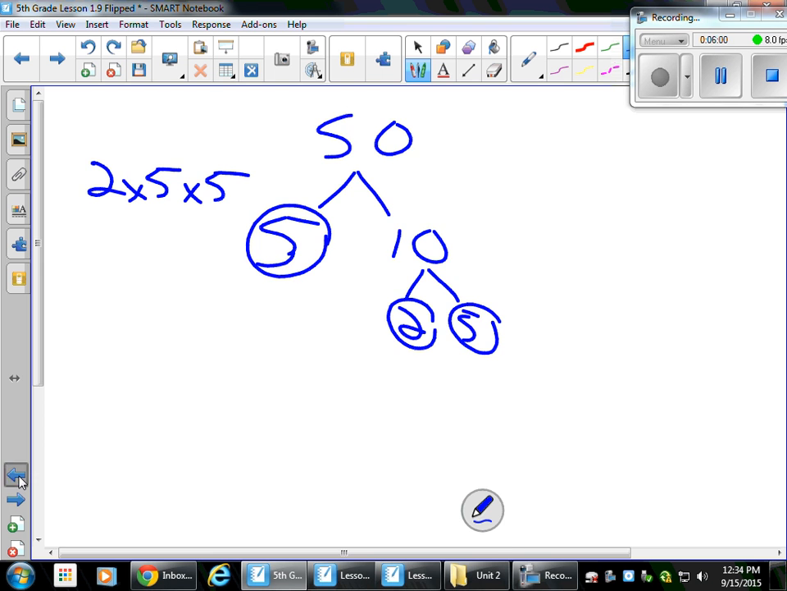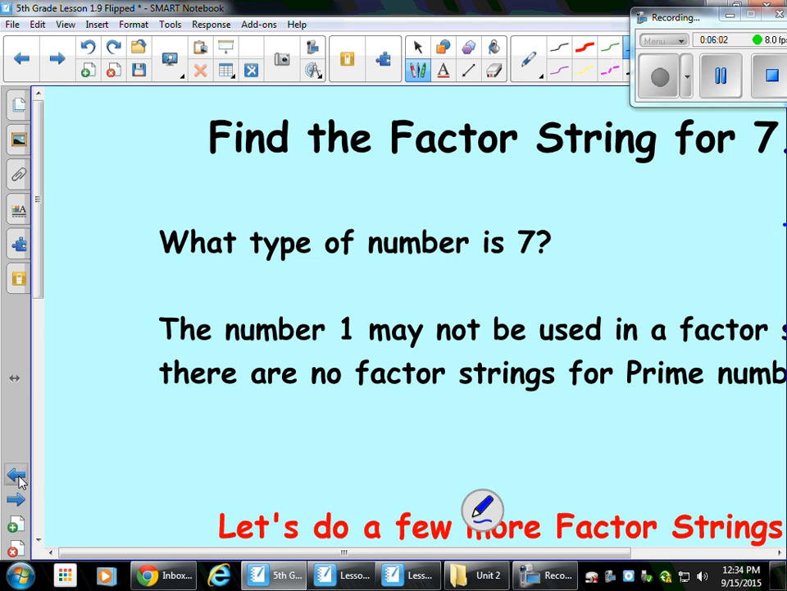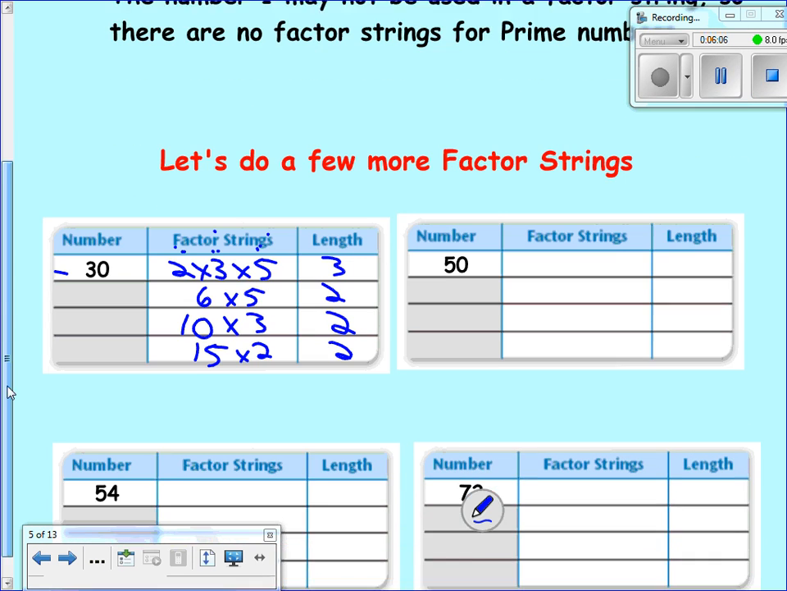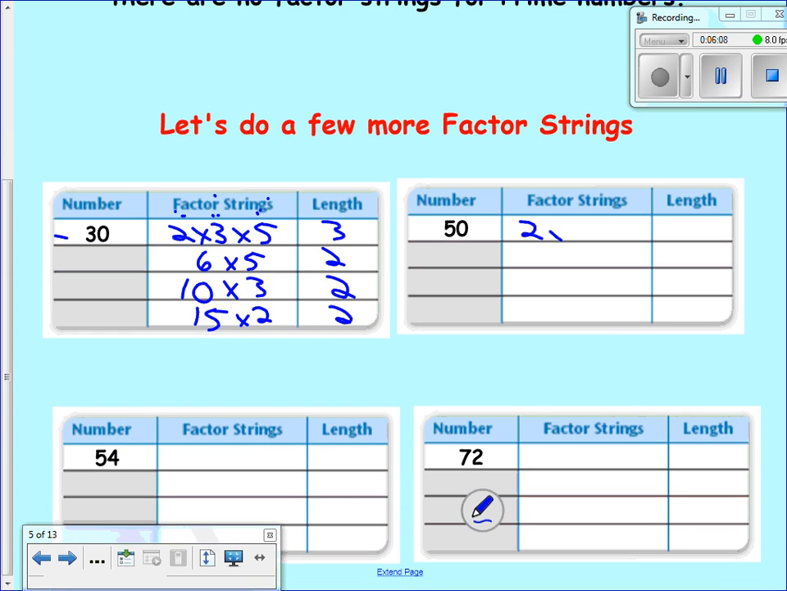So jump back to this page so you have an idea what's happening here. 2 times 5 times 5. This is 3 numbers long. I'm going to change colors here. What's 2 times 5? It's 10 times 5. That's the factor string of 2. Let's take a look at another one here. What if I go in 5 times 5, which is 25, times 2?